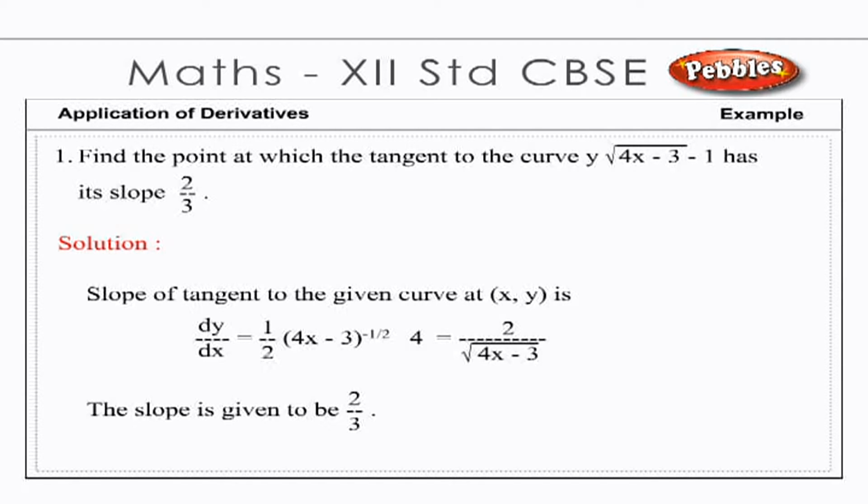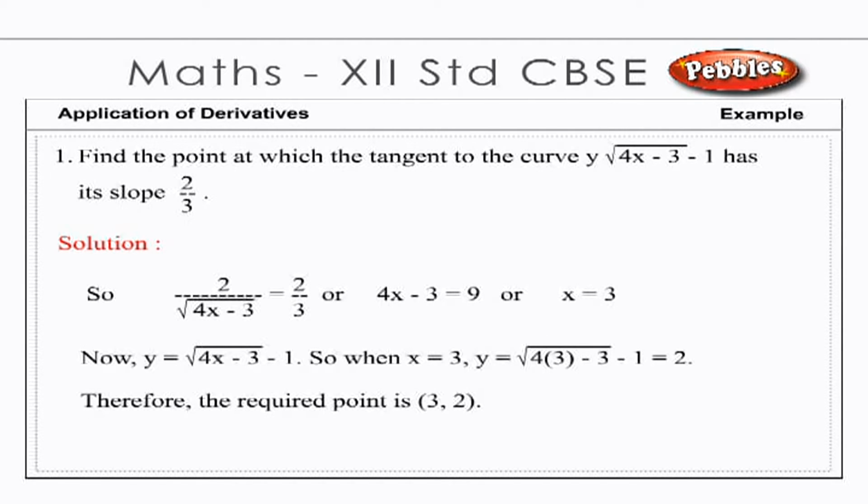The slope is given to be 2/3. So, 2/root of (4x - 3) = 2/3, or 4x - 3 = 9, or x = 3. Now, y = root of (4x - 3) - 1. So, when x = 3, y = root of (4 into 3 - 3) - 1 = 2. Therefore, the required point is (3, 2).